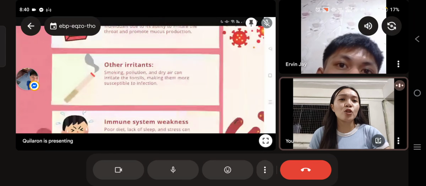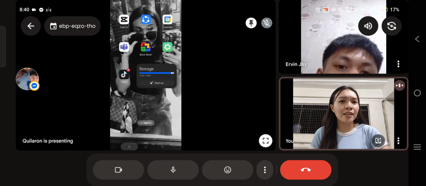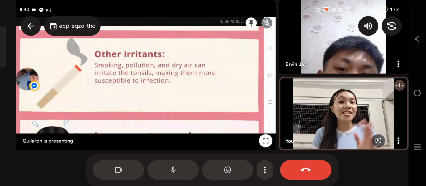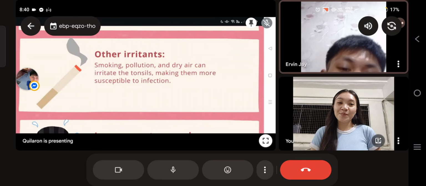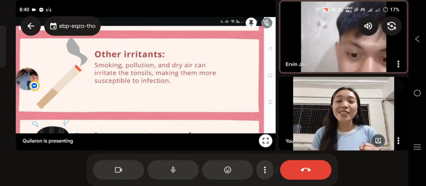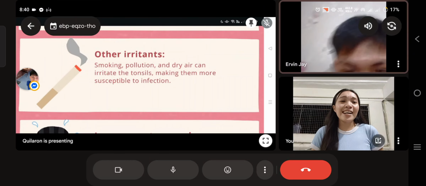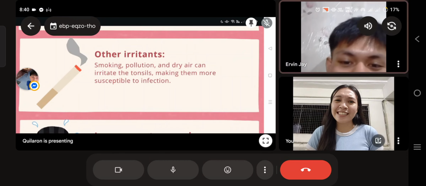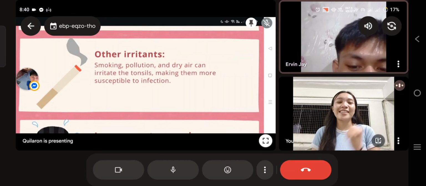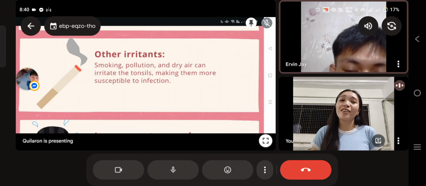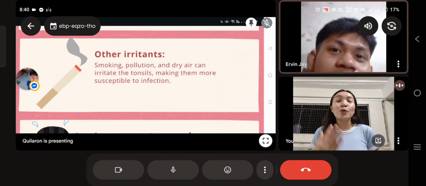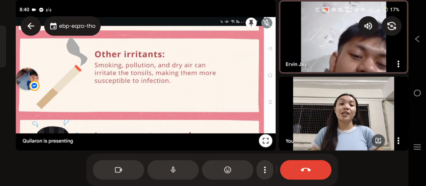The second, do you do this, sir? No po. Okay, that's good. I don't smoke. That's good. Never smoke. Since you are prone to tonsil problems, you really can't smoke.